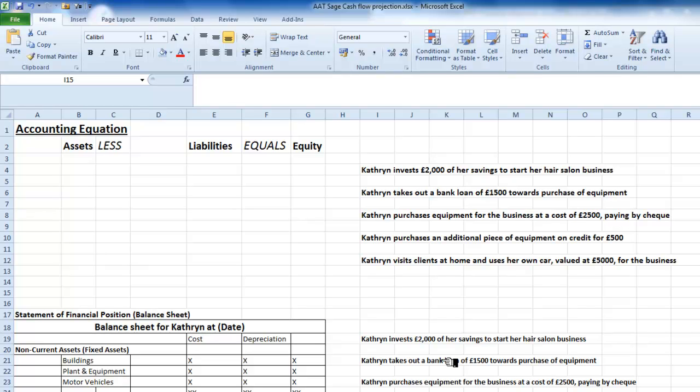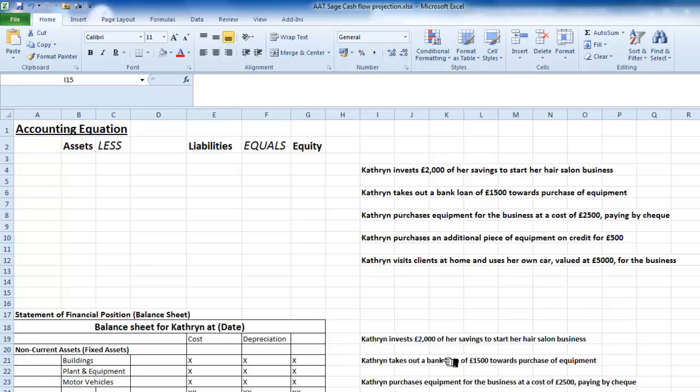In this short podcast we are going to look at something called the accounting equation, which is at the heart of all the accounting that we do. And the accounting equation is simply stated as assets less liabilities equals equity. So I'm going to try and explain this in terms of what happens for a sole proprietor, in other words when one person owns a business.